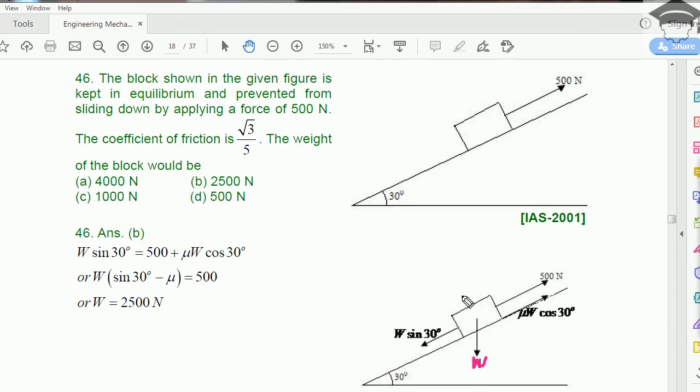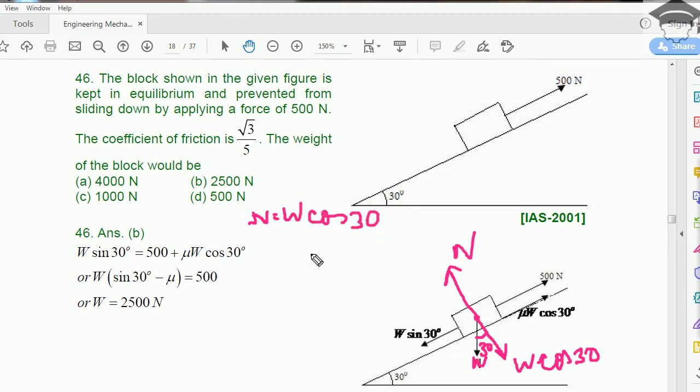Suppose you create a free body diagram. W acts downwards, that is the weight of the block. This angle is the same as the angle of inclination, 30 degrees. So the component along this direction is W cos 30, and along this it is W sin 30. This is the normal reaction. If you balance in x and y, summation Fx is equal to 0 and summation Fy is equal to 0. So in the y direction, N is equal to W cos 30.